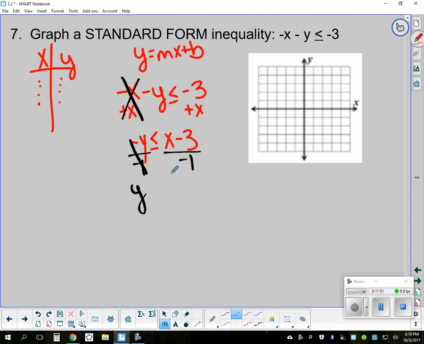And then a couple of things are happening here that are really important algebraically. The first thing is, when you're working with an inequality and you multiply or divide by a negative, hopefully you remember from last chapter, you have to flip your sign. Absolutely have to do that.